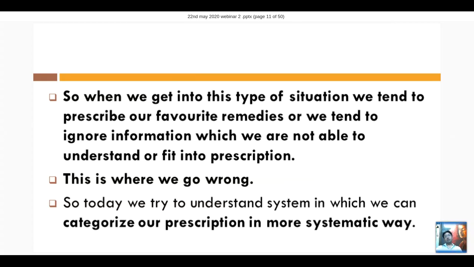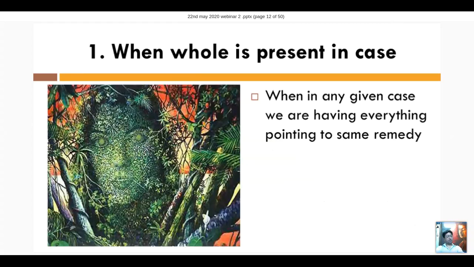So today we try to understand the system in which we can categorize our prescription in a more systematic way, right? So we take all this information one by one. First, when we have a case in which the whole is present. For this, just recall the last class. In the last class, we discussed one case of Atropine in which fears run through and through the whole case, from childhood to adulthood to dreams. And there is one specific dream of being buried alive in that patient.